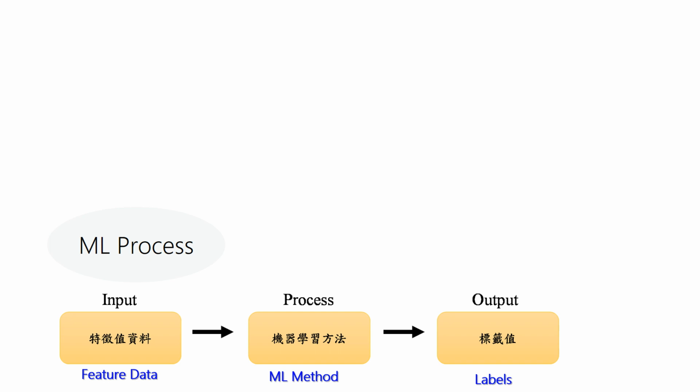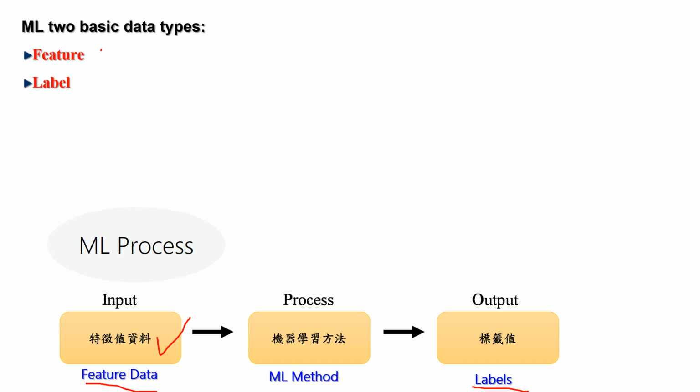And this is a machine learning process. Actually, it's the same as a computer. So in the input part, they will have feature data. The Chinese is right here. Okay, the process is a machine learning method, okay? And the labels actually are the output, okay? So machine learning has two basic data types. First is called a feature, okay? Feature, 特征值 feature, okay? Label 是标签值.